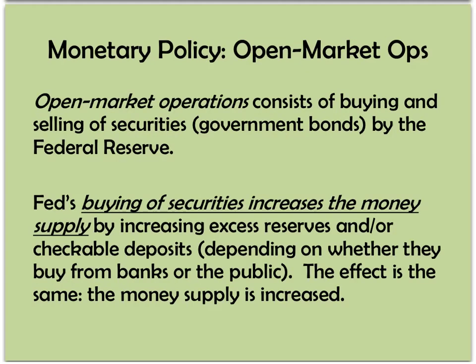The most important tool really is open market operations, and it consists of buying and selling securities, bonds, by the Fed. When the Fed buys bonds, it increases the money supply by increasing excess reserves and/or checkable deposits, depending on whether they buy from banks or from the public. But the effect is the same. The money supply is increased.